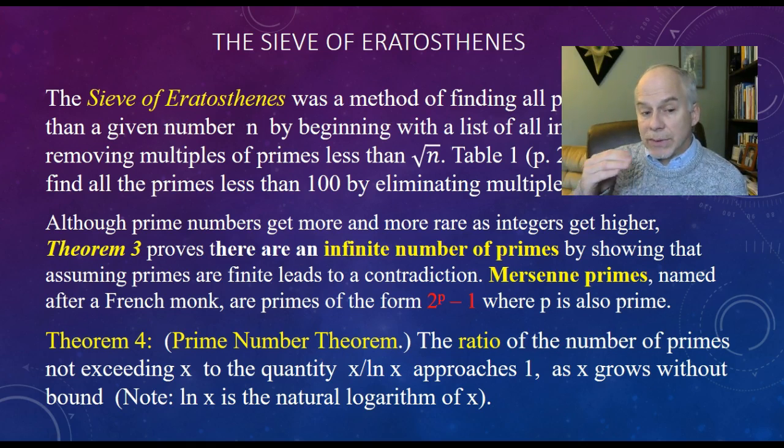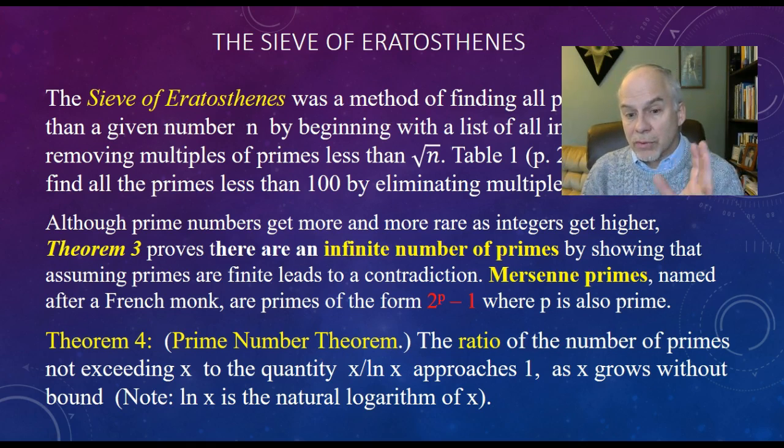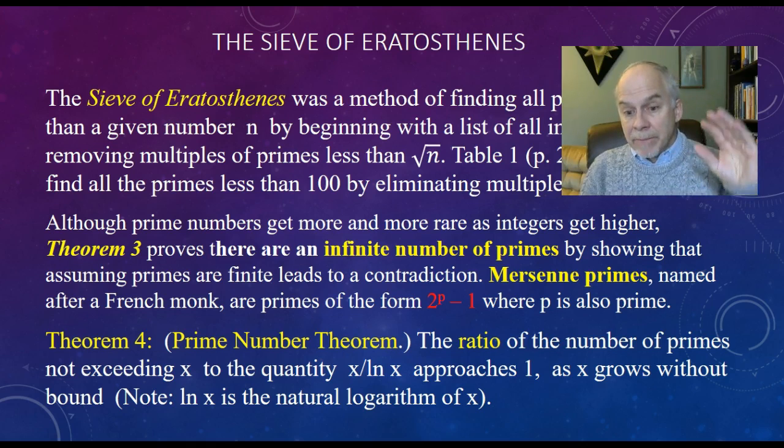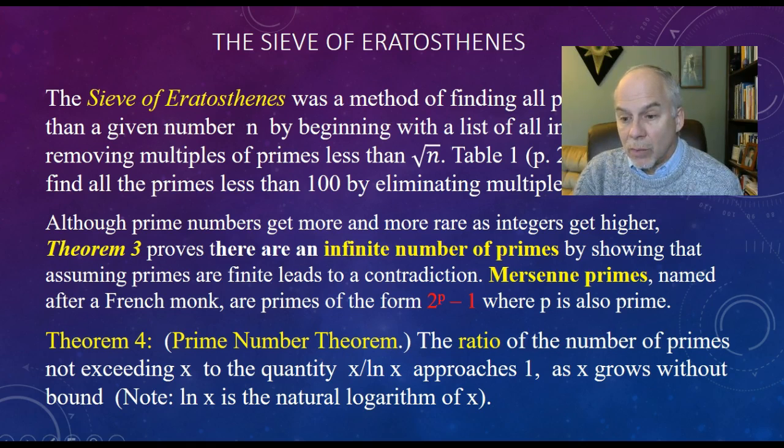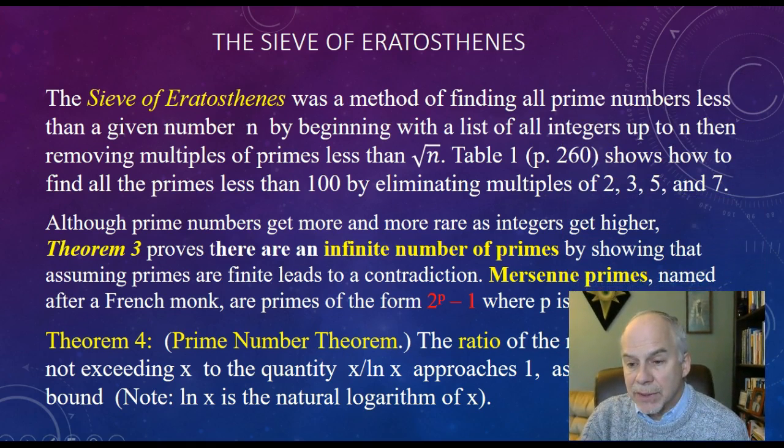So in other words, the number of prime numbers less than x will get closer and closer to this ratio of x over ln x as x gets larger and larger. So I'm not sure if you have to do anything like a homework problem from that, but it's just a fact about primes.